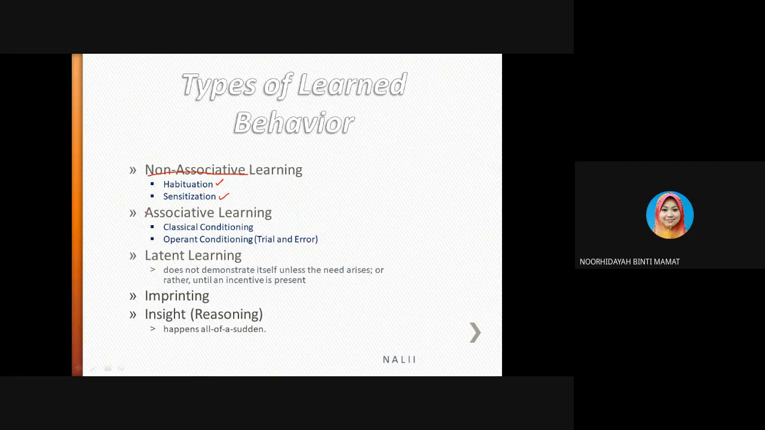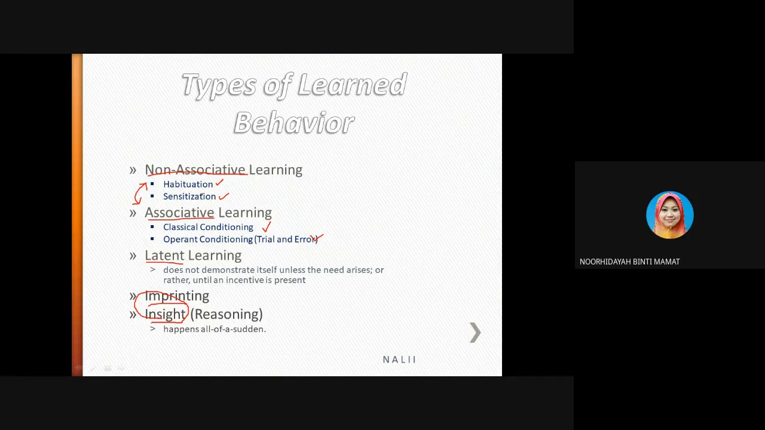And the second type of behavior we have is associative, so this is the opposite of the first. In associative learning, we have classical conditioning and also operant conditioning. And the third one we have is latent learning. The fourth one is imprinting, and the last one is insight. So this is a very complex learning behavior.